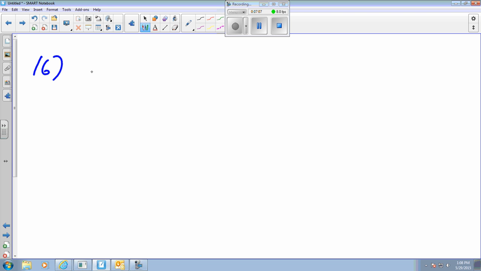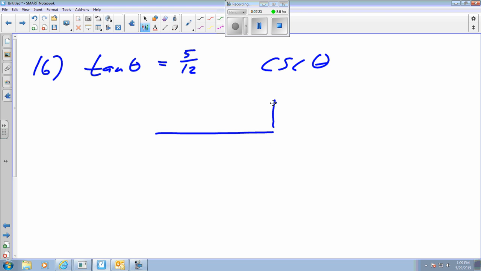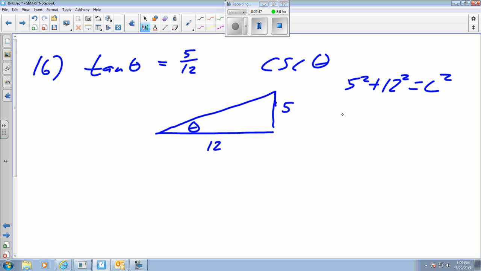Number 16, they say that the tan of theta is equal to 5/12, and they want us to calculate the cosecant of theta. Well, I'm going to draw my triangle. And I'm going to put my theta there so I can draw my triangle and try and figure out. We know that tangent is the opposite over the adjacent, so my opposite would be 5, my adjacent would be 12. I'm going to use the Pythagorean theorem to get my hypotenuse. Some of you may already know what that one is. It's a very common one.